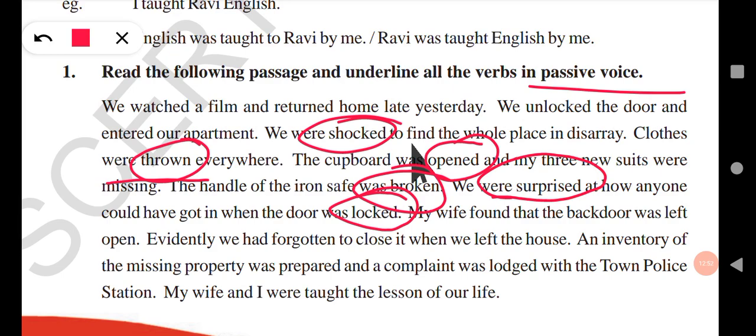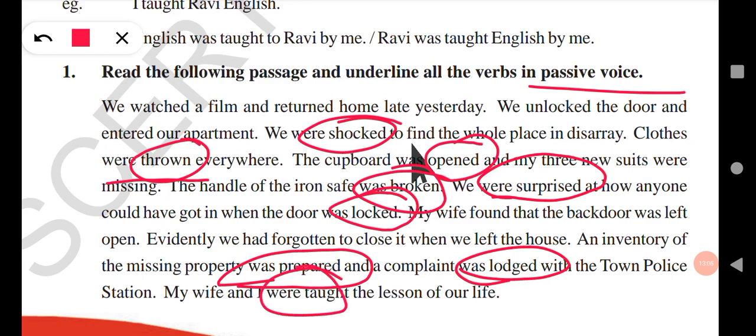An inventory of the missing property was prepared. Was plus V3 again passive voice. And a complaint was lodged. Again lodged is passive voice again. With the town police station, my wife and I were taught the lesson of our life. Again taught is here passive voice.